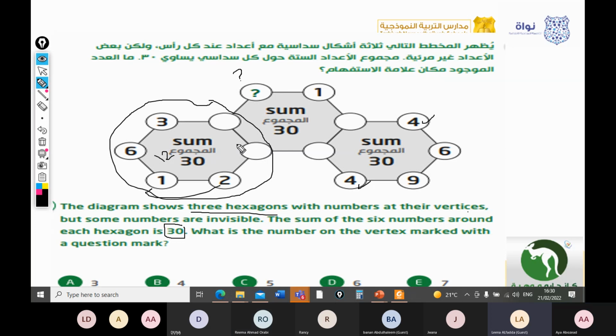Okay. How many do you need to make this number 30? I think 9. Yes, 9. Now, after putting 9 in the bowl, it's going to be 21. No, we need 30. So the other circle will be?